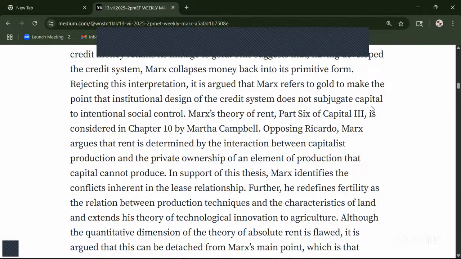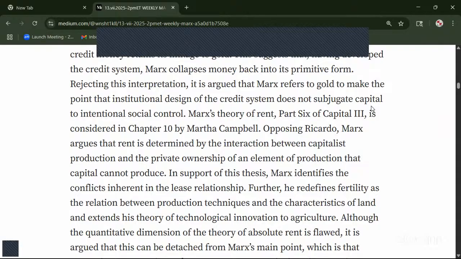Marx's theory of rent, Part 6 of Capital 3, is considered in Chapter 10 by Martha Campbell. Opposing Ricardo, Marx argues that rent is determined by the interaction between capitalist production and the private ownership of an element of production that capital cannot produce. In support of this thesis, Marx identifies the conflicts inherent in the lease relationship.